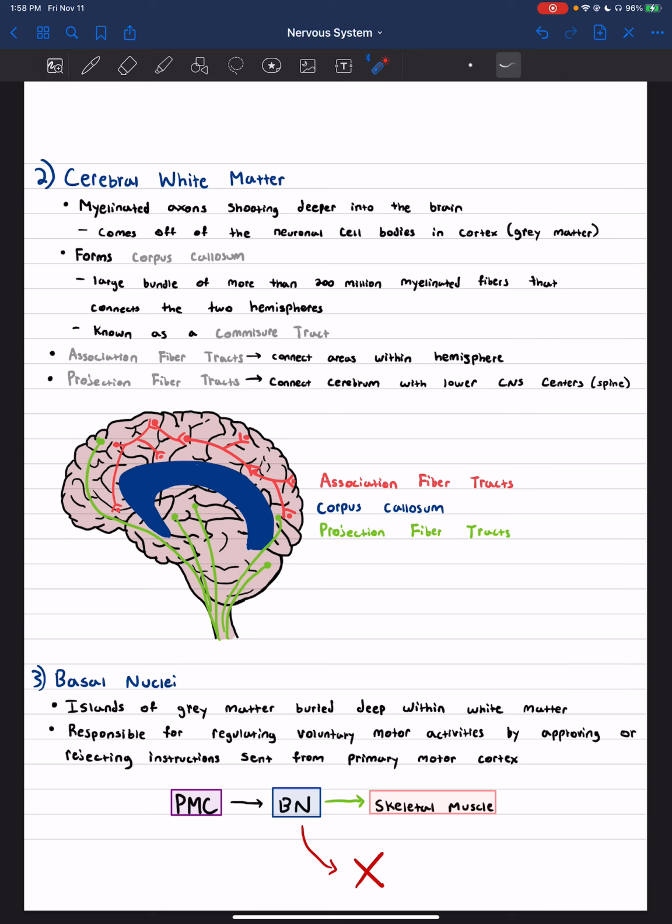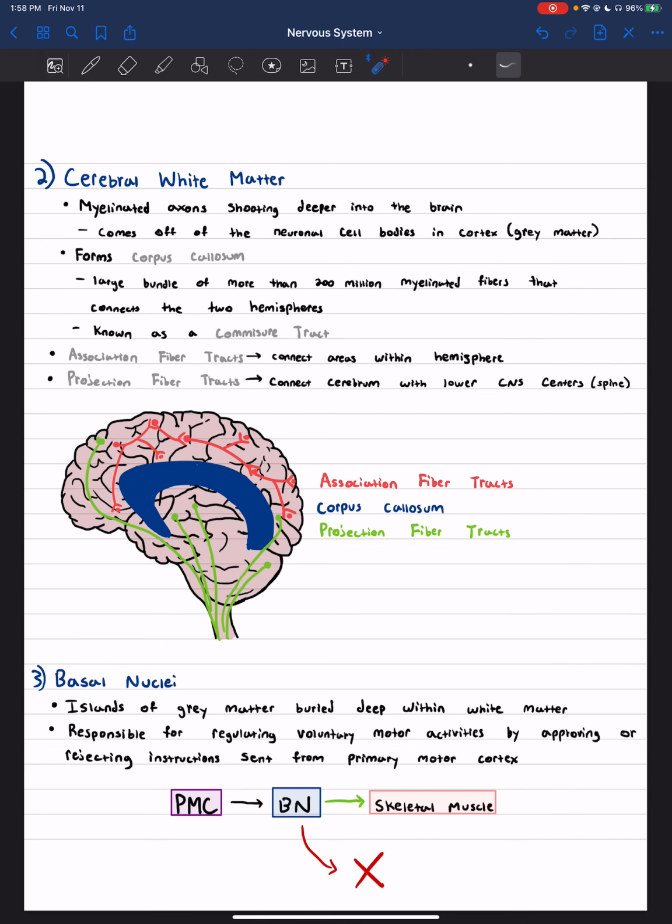So think of it as a checkpoint. Your brain will be like, hey, let's have a movement such as this. Let's go move our legs and walk over there. It'll go through our basal nucleus, and our basal nucleus will be like, do we really want to do this? Is this just white noise, or is this something that's benefiting us? And it'll filter it. If it approves it, it'll go to the skeletal muscle and we'll do that action. If it filters it out, it'll just not be approved and just be cut off. So it's kind of like a checkpoint that approves or rejects instructions sent from our primary motor cortex.